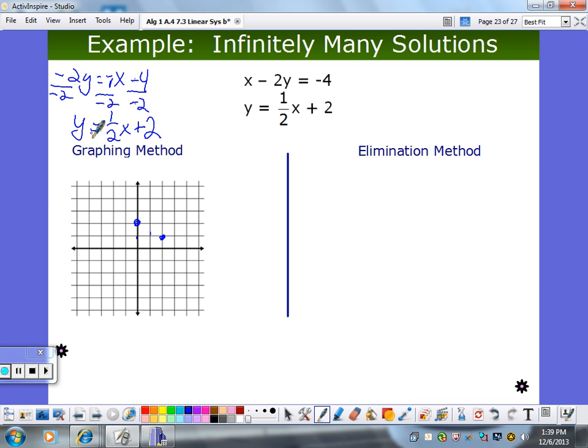Oh, now I'm graphing. So when I'm graphing, yeah, I need y equals. The other time, all I was doing was putting two equations in the same format so I could eliminate. So I was doing different things. But yeah, I know it's confusing right now.